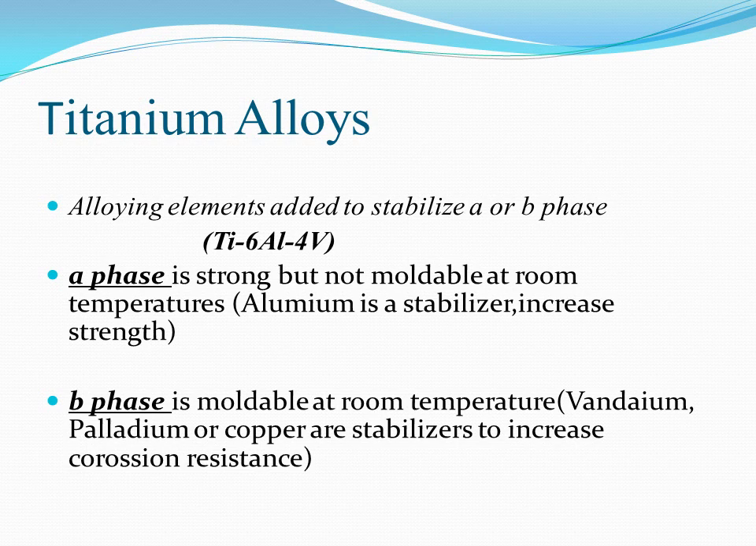Titanium alloys, as mentioned, may be alloyed with aluminium and vanadium, and these elements are added to stabilize the alpha or beta phases. So basically, there are two phases of titanium, alpha and beta. The alpha phase is strong, and the strength is due to aluminium, which is a stabilizer. The beta phase contributes to the corrosion resistance, and this is due to either vanadium, palladium, or copper. So these two alloying elements contribute to both the strength and the corrosion resistance.